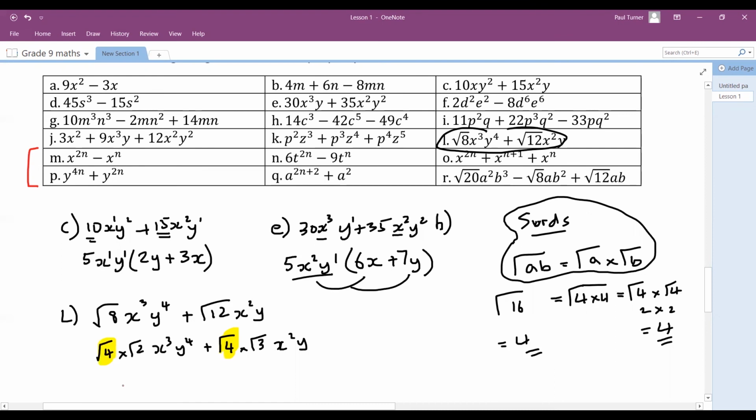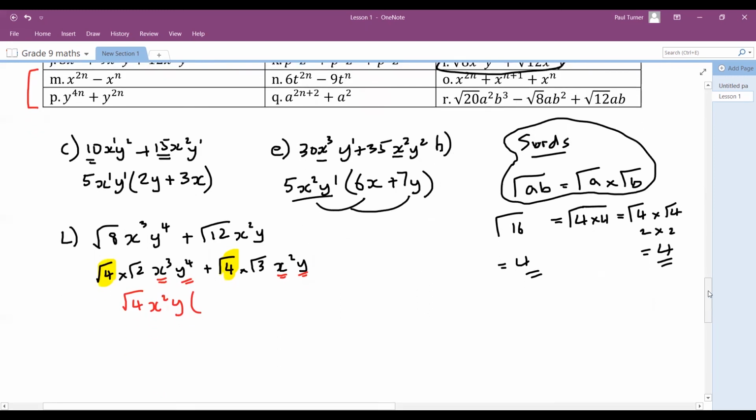So then we're going to have root 4 at the front, which is going to be 2 later. You've got an x cubed and an x squared. The lower power is x squared, so take out x squared. You've got a y4 and a y. Y is the lower power, so take that out. Okay, so this is your common factor, root 4, x squared y. Just move that up a bit. So root 4, you've got a root 2 left.